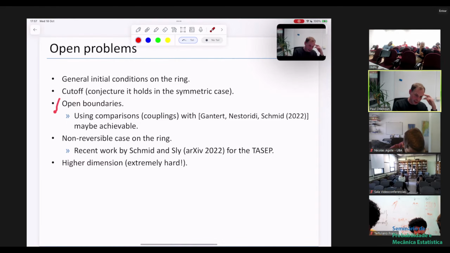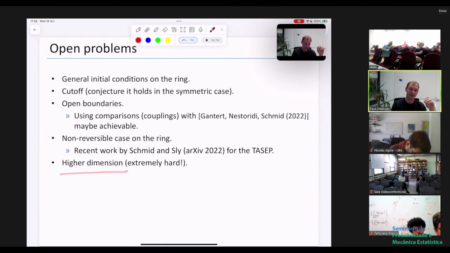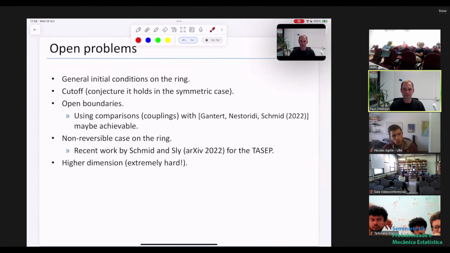We didn't look at all yet at open boundaries on an interval. And we haven't looked at all yet at non-reversibility on the ring. Or higher dimensions. So in higher dimensions, obviously, you first have to define the process in higher dimensions, of which there's a couple of ways of doing it naturally, and then everything becomes very complicated.